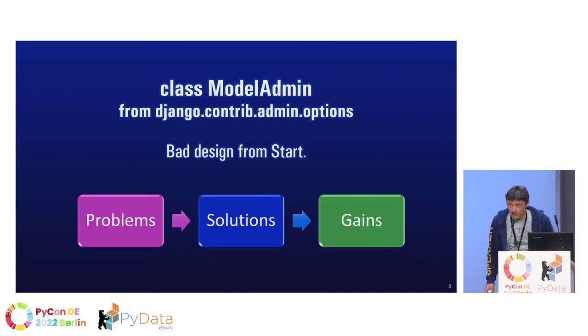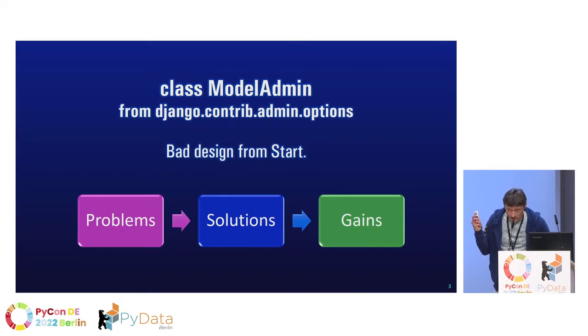And right, let's go to Django. Does somebody use Django in production? Yeah, thanks. It means you have probably already used the class ModelAdmin. ModelAdmin we import from django.contrib.admin options.py, and this class has had a bad design from the start. For 11 years we have had a badly designed class in Django, not only this class. And right now, we talk about the problem, the solution, and the gains if we solve this problem.